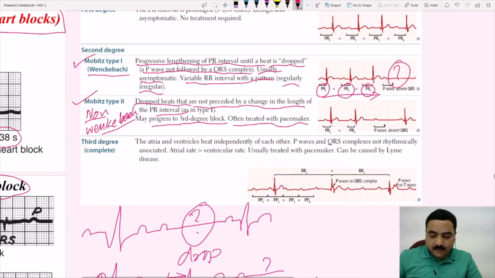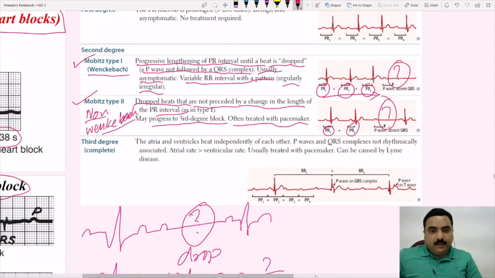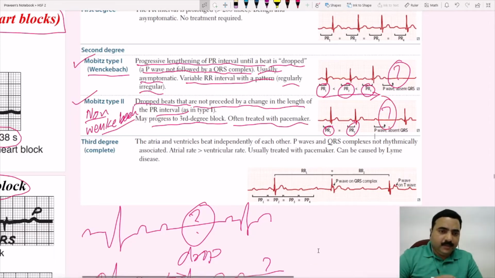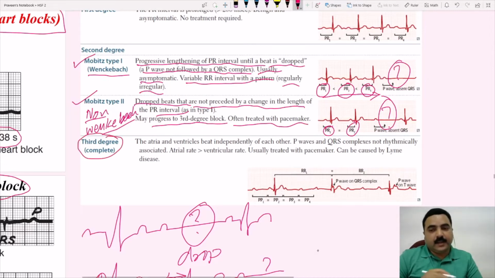Here you can see the PR intervals are the same, and then you suddenly drop it. There is a sudden drop of the QRS complex. Good. So that is the major difference between first degree and second degree, and in second degree Mobitz 1 and Mobitz 2. Now let us go into the third degree, which is a complete block.